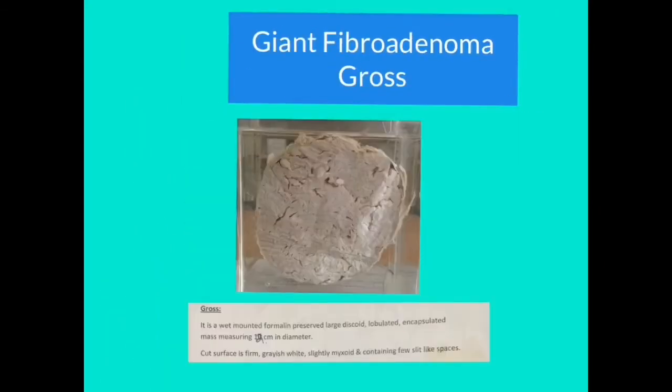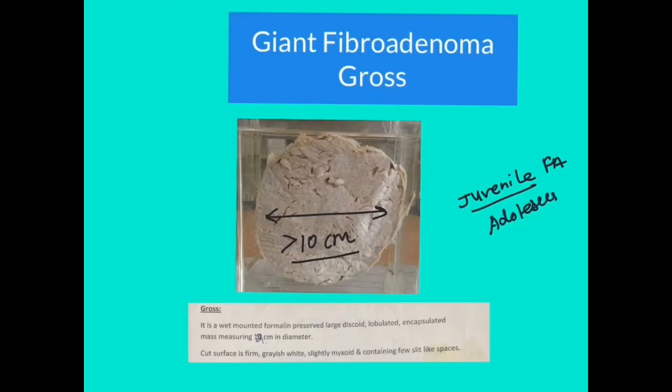So come to the next slide, that is the giant fibroadenoma. Again the same description, but the only thing is its diameter has increased, which is more than 10 centimeter. So it is called the giant fibroadenoma. When it comes in an adolescent girl, then the name changes to juvenile fibroadenoma. This description will remain the same: an encapsulated tumor measuring around 12 to 13 centimeter in diameter and a slit-like appearance. In color it is white or grayish, hard.